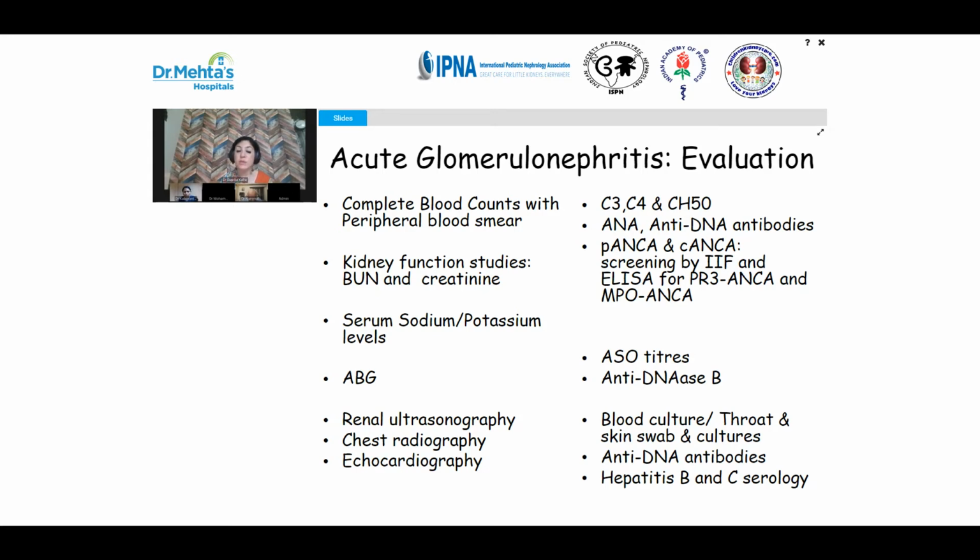We also do a renal ultrasonography. In children with acute GN, it should show normal sized kidneys with raised echogenicity, which is usually reported as medical renal disease by our radiology colleagues. But in a child who has raised echogenicity with shrunken kidneys, we need to think of chronic GN and its causes.